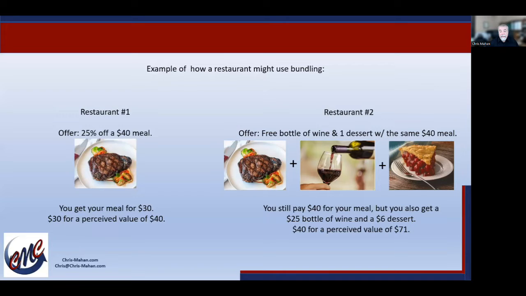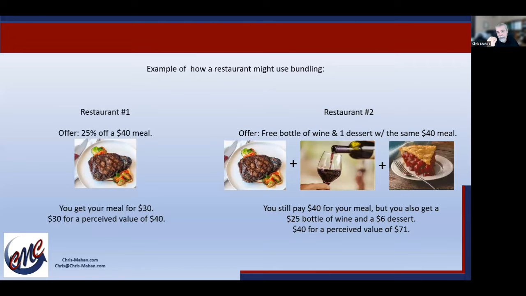But the people that went to restaurant number 1 and used the coupon received a $40 value after spending $30. While patrons of restaurant number 2 received a $71 value when they only spent $40. So restaurant 1, it seemed like you were getting a great deal for $10. You were getting an additional $10 worth of value. Restaurant number 2, you were getting an additional $31 in value.